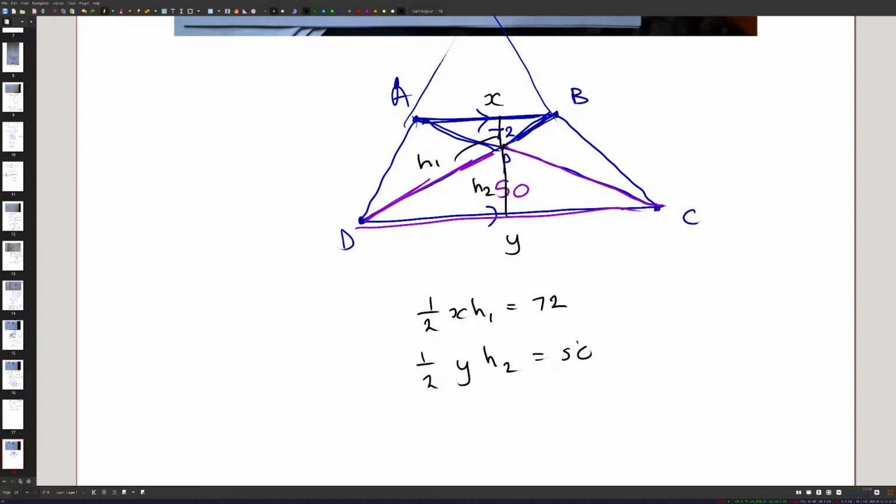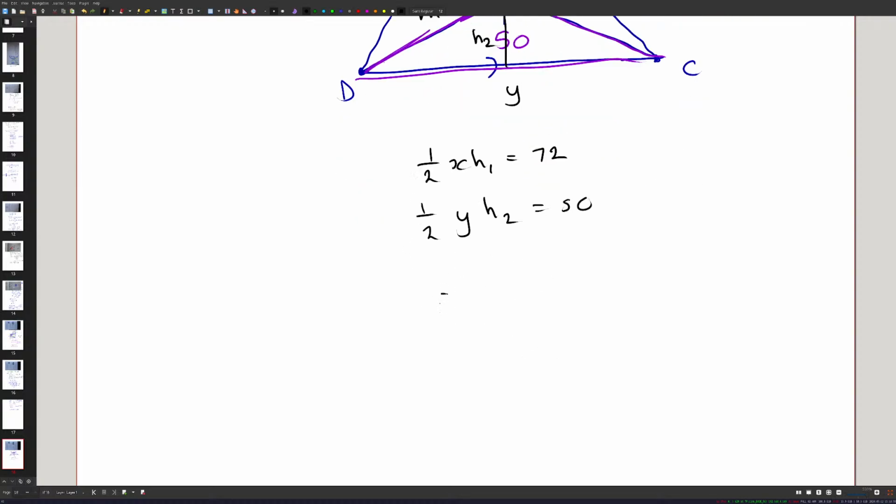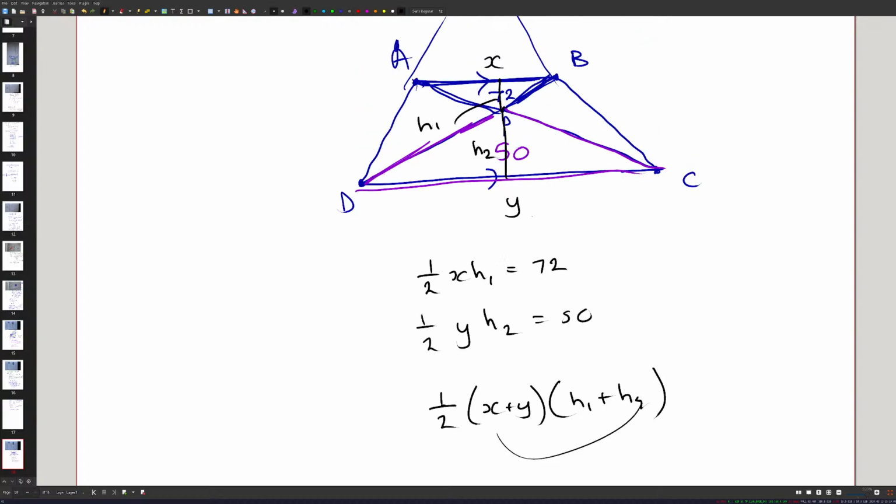That's not going to be enough information, because what we want to work out is a half of X plus Y, times H1 plus H2. But to work that out, we'd need X times H2, which we don't have. Okay, so how can we decompose this in a sensible way?